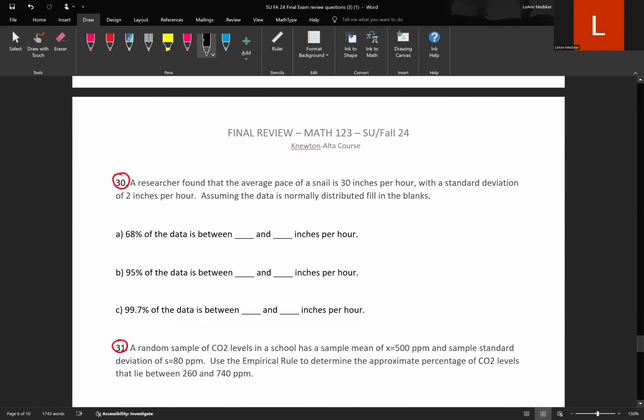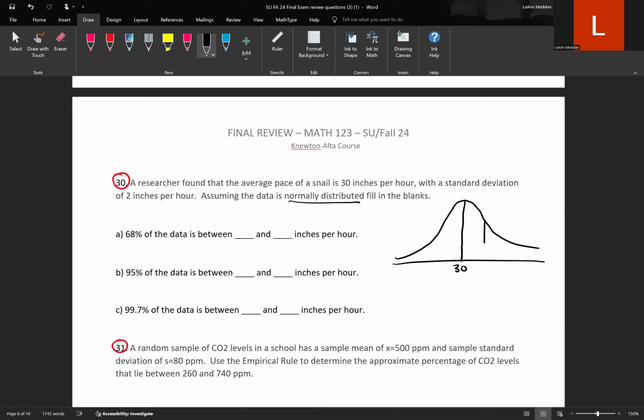Okay, for number 30, we're dealing with the bell curve stuff again, the standard deviation and the mean. And it says assume it's normal. And this is just the empirical rule, 68, 95, 99.7. So the best way to get these answers really quickly is to put your mean in the middle. So that's 30. Standard deviation is 2. So remember, you add 2 to go up 1 standard deviation, up 2 standard deviations, up 3. That's above the mean. We subtract 2 to go down below the mean. So 28, 26, 24. And the rule is the 68% is 1 below to 1 above. So that would be 28 to 32 inches per hour.